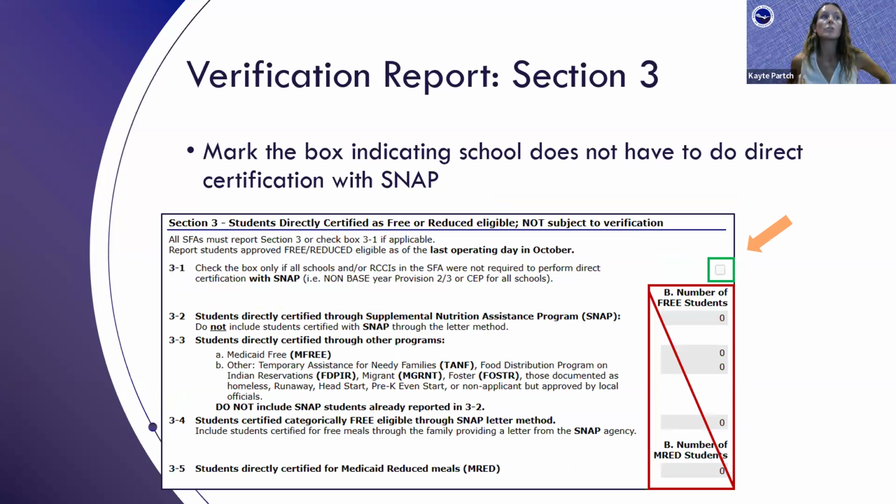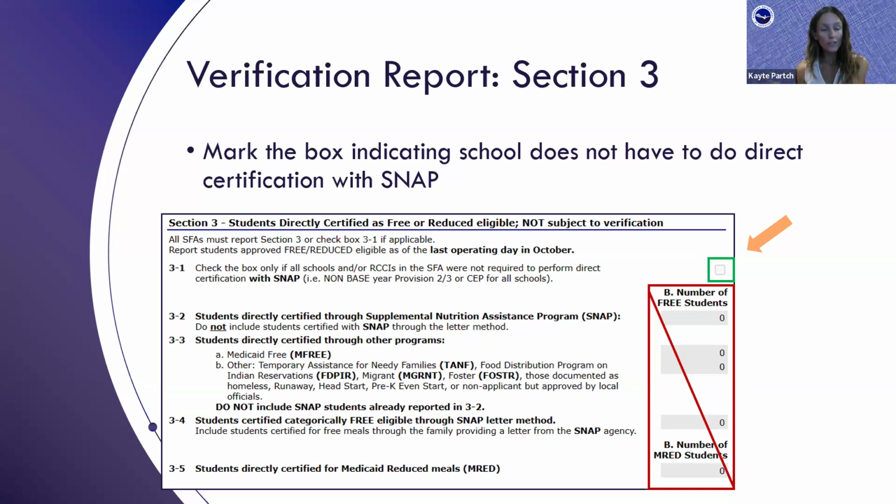Okay, moving on to section 3. This asks about students directly certified as free or reduced price eligible who are not subject to verification. So check the box only if all schools and RCCIs in the SFA were not required to perform direct certification with SNAP. This would be non-base year for provision 2 or 3 or CEP for all schools. So you've got that CEP determination made, your ISP is set, you're operating that provision for up to its 4-year cycle. You would mark the box in 3-1.